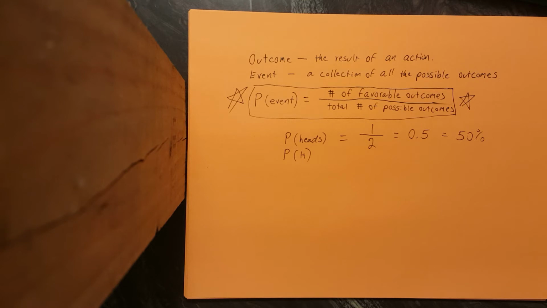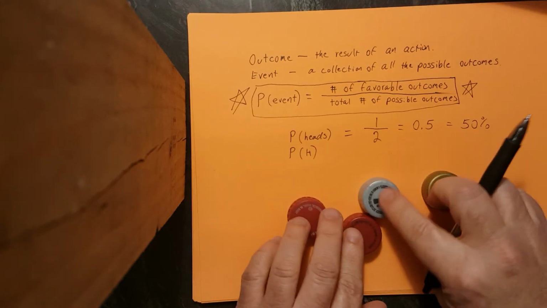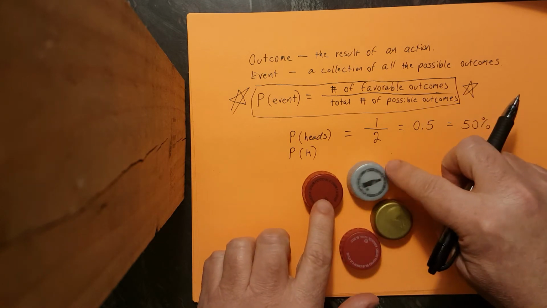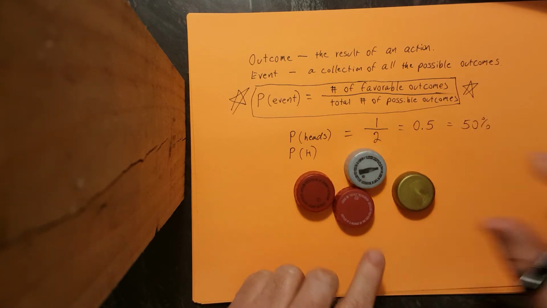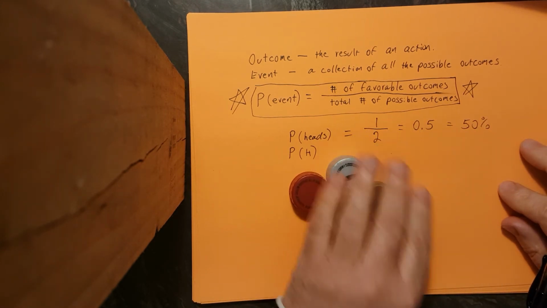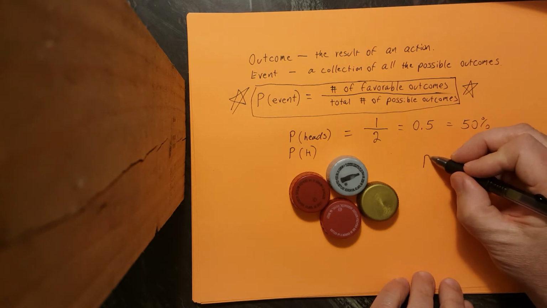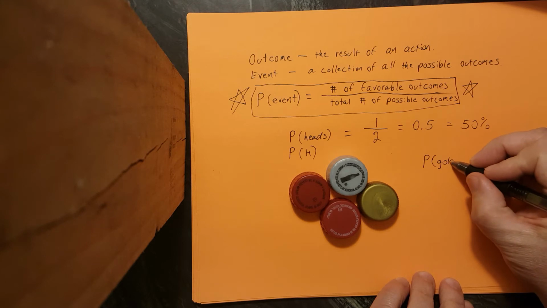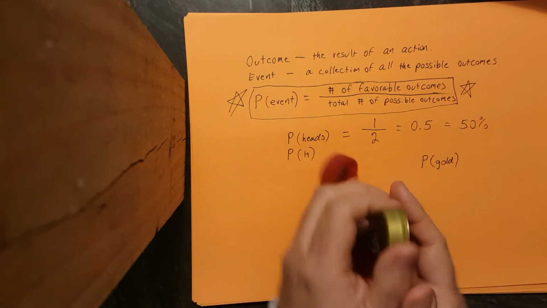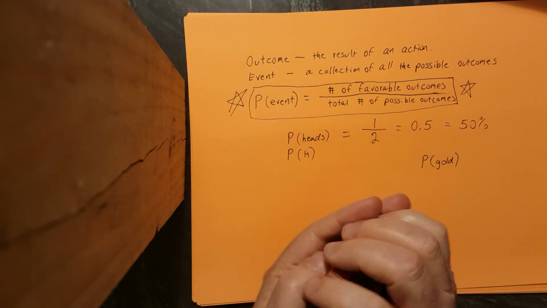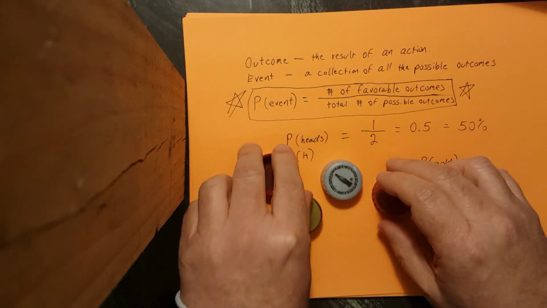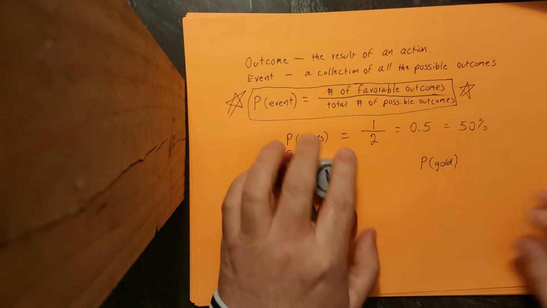All right, so let's say I have 4 bottle caps, which I do right here. You'll see I have 2 red, a gray, and a gold, okay? So if I were to ask you, what is the probability of gold? In other words, if I mix these all up and put them in a bag or something and pull one randomly, what is the probability that the one I pull is going to be gold?